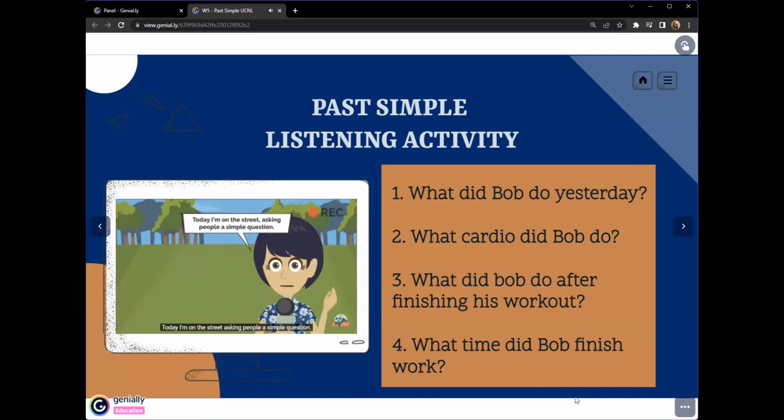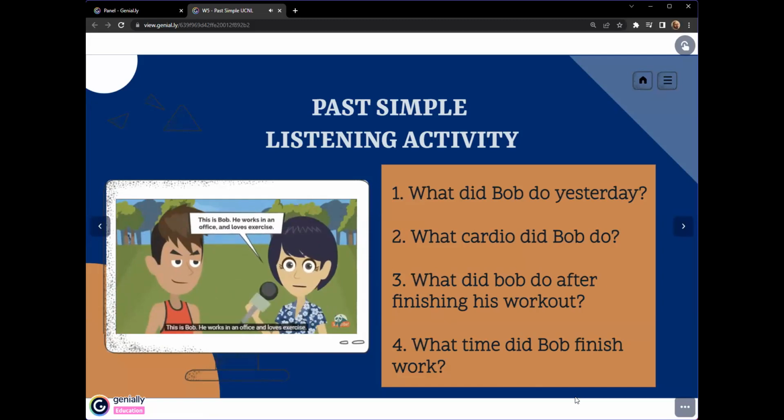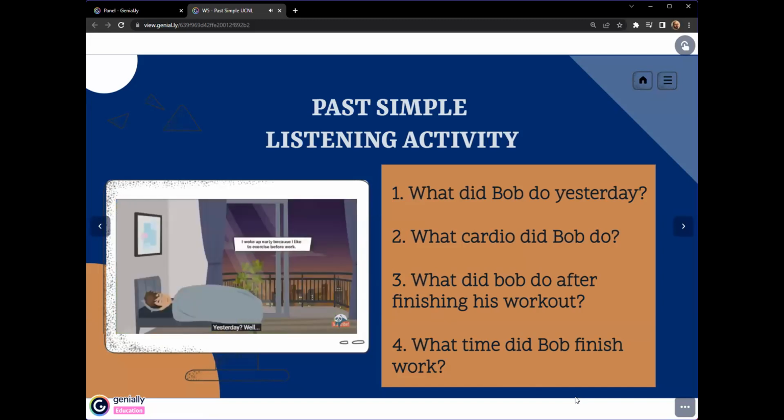Today I'm on the street asking people a simple question. What did you do yesterday? This is Bob. He works in an office and loves exercise. Bob, what did you do yesterday? Yesterday? Well, I woke up early because I like to exercise before work.